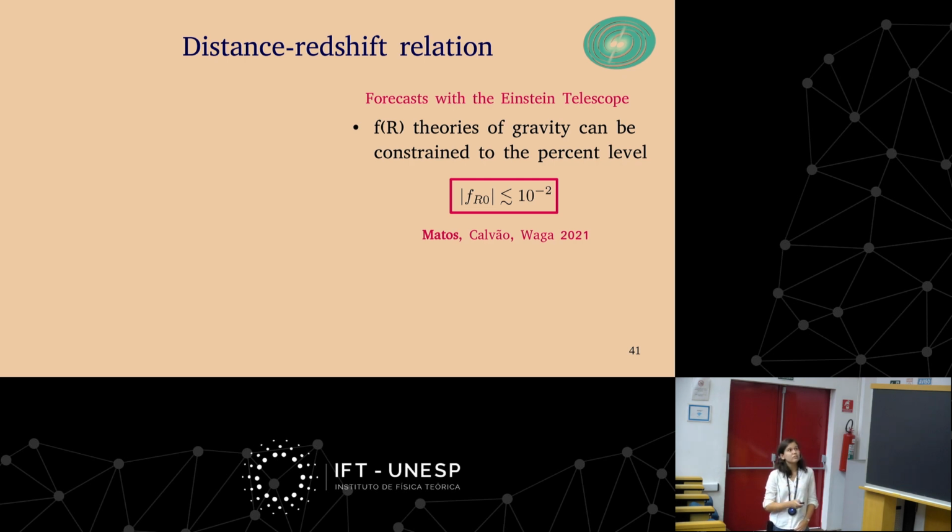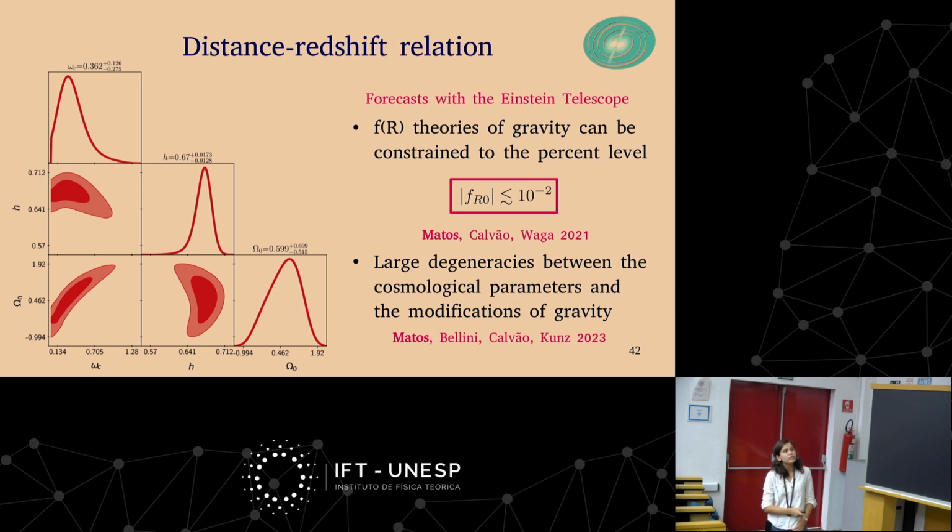However, that's not very good when you free the cosmological parameters. Because what we see is that in this kind of test, you have large degeneracies between the parameters, okay? So you cannot distinguish very much a scenario in which you have just a bit more matter in the universe or a bit of modified gravity. It's a bit degenerate, okay?